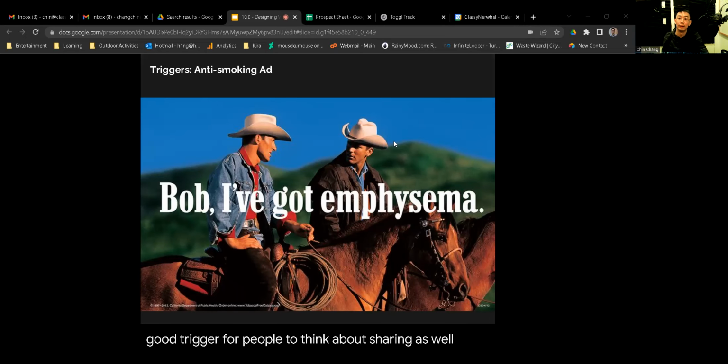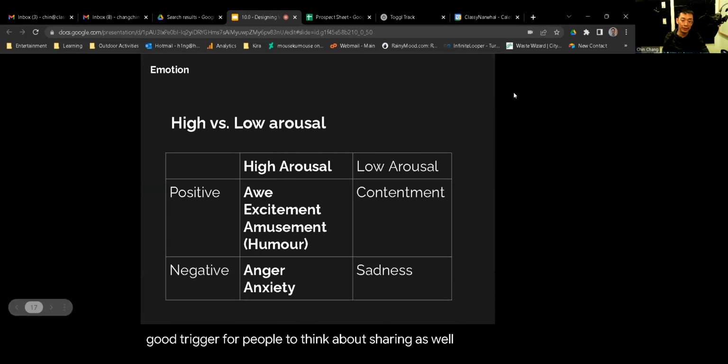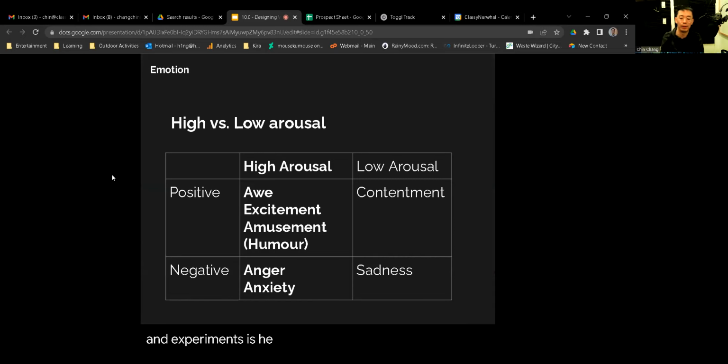The first E that Jonah talks about in and around sharing is emotional. Sorry, there's only one E. And what he focuses on in his studies and experiments is he found that emotional, it's not just about positive emotions. People don't just share good things. People actually like to share bad things as well. And the keyword here is arousal.